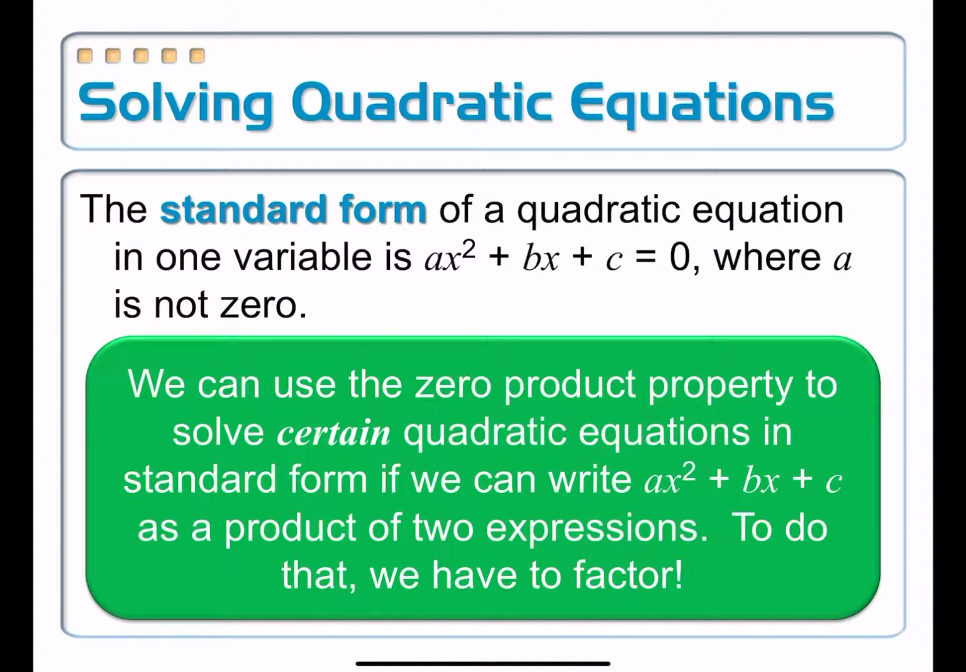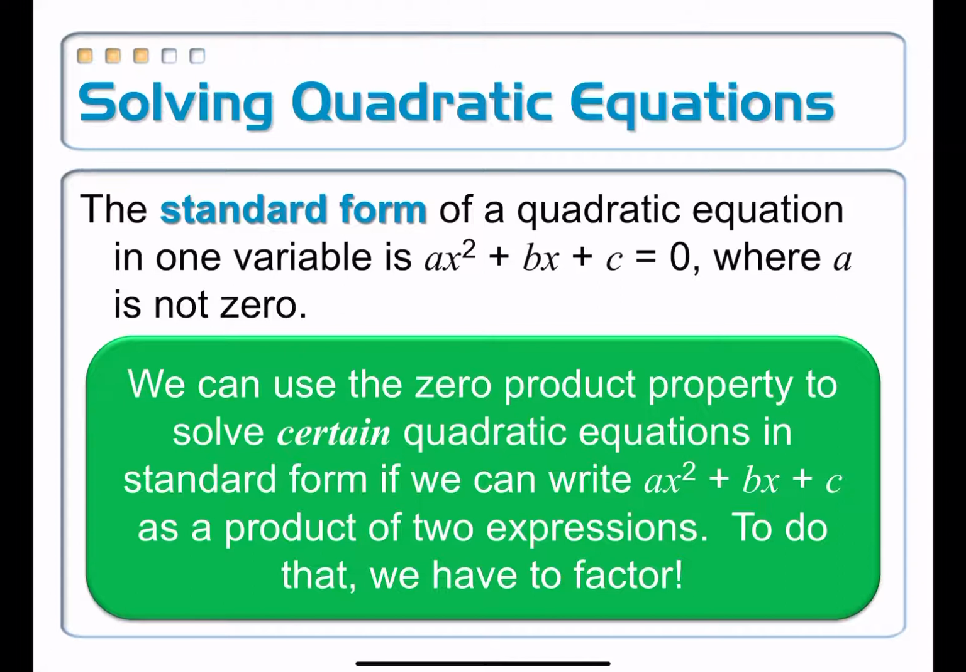And again, we're using the zero product property to solve, and notice it says certain quadratic equations when it's in this standard form. We do that by factoring. The reason it says certain is because you can't factor every single quadratic, just like you can't factor some numbers. Let's say we have the number 17. It only factors as 1 times 17. It's not very helpful. Quadratic equations are the same way. If that's the case, then my fallback plan, as you'll see, is going to be the quadratic formula.